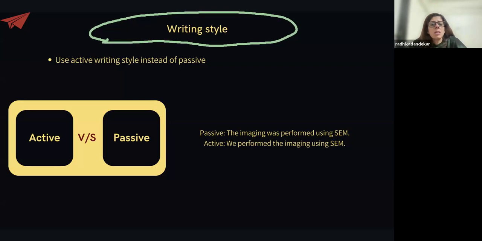And an active voice sounds something like this: we performed the imaging using SEM. This is where you take ownership, and this is the active voice that you should use in your paper, because that makes the reviewer feel that this particular author has actually performed the experiments and has actually derived the results. So that is extremely important, using active voice instead of passive voice.